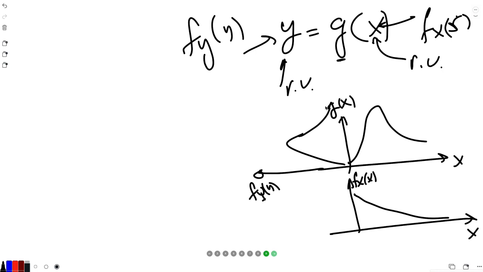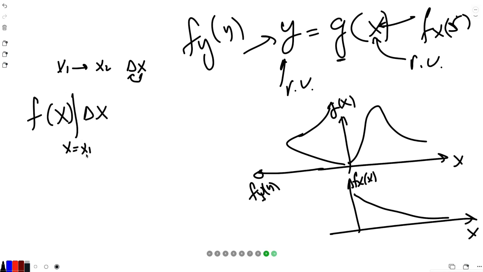It is a very straightforward and easy way. If we have a certain delta x, so x has changed from x1 to x2, we call this delta x. What is the probability that it will change within this delta x? Of course, it is f(x) times delta x at x equal to x1. This gives you the probability that x will change from x1 to x2 within this period. Now, when x changes from x1 to x2, it corresponds to y changing from y1 to y2.